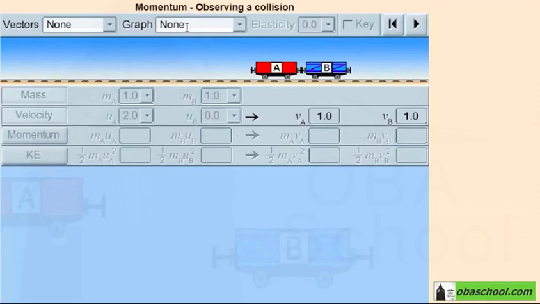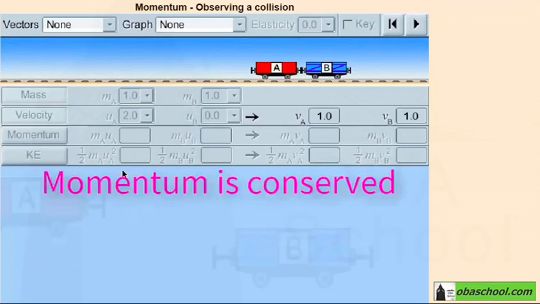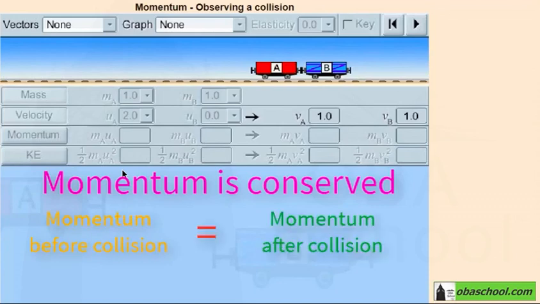Well, we're going to start with the rule of momentum. Recall that momentum equals mass multiplied by velocity. And we know that momentum is conserved. So according to the law of conservation of momentum, the momentum before collision equals the momentum after collision.